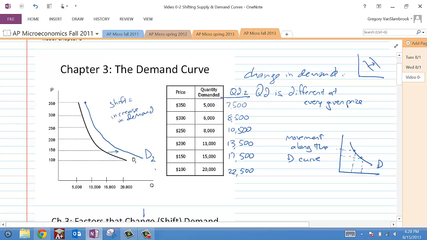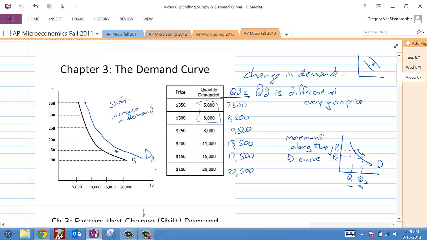So for instance, here's P1, P2, Q1, Q2, and we're moving along the curve. If we were to say that P1 is 350, that we were going from a price of 350 to a price of 300, decreasing the price, we're moving along a given demand curve, increasing the quantity. Let's go back to our original demand. We're increasing the quantity from 5,000 to 6,000 as we drop the price from 350 to 300.